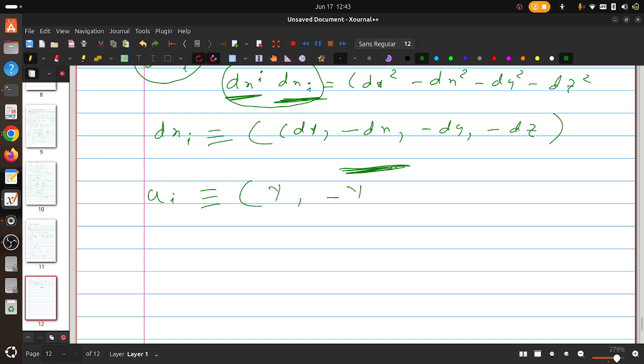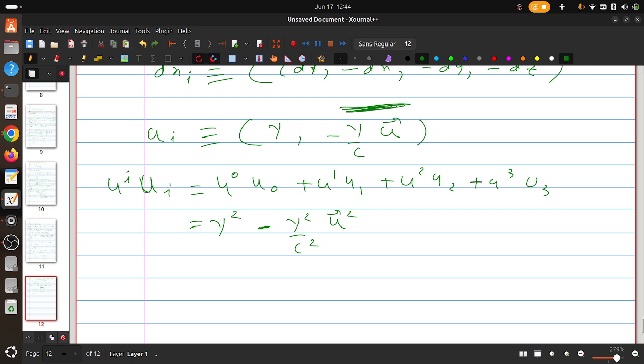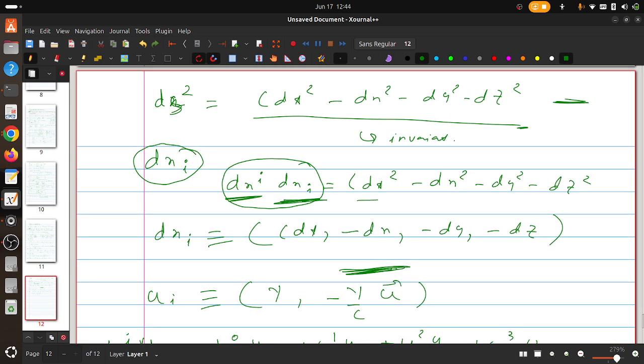Okay, that is easy. So we have done this, right? Now what can we do? Now we can calculate the contraction. So here the contraction would be again u0 plus u1 plus u2 plus u3, correct. But then we can see that u0 and u0 is the same, it is gamma square, but because of the sign reversal here, it would be simply gamma square by c square into u vector square. You should be able to see that. It's very easy.